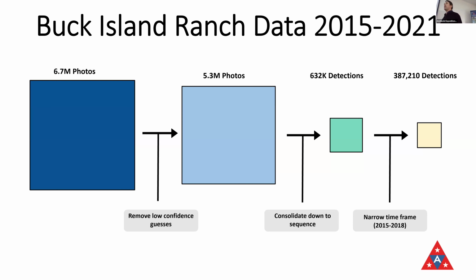We have 6.7 million photos. After we remove the lowest confidence guesses, that trims down to 5.3. And then, as I said, every time the camera is triggered, it takes 10 photos. We reduce that down to 1 to get to our detection. So you've got 1 detection. Now we've got something more manageable.